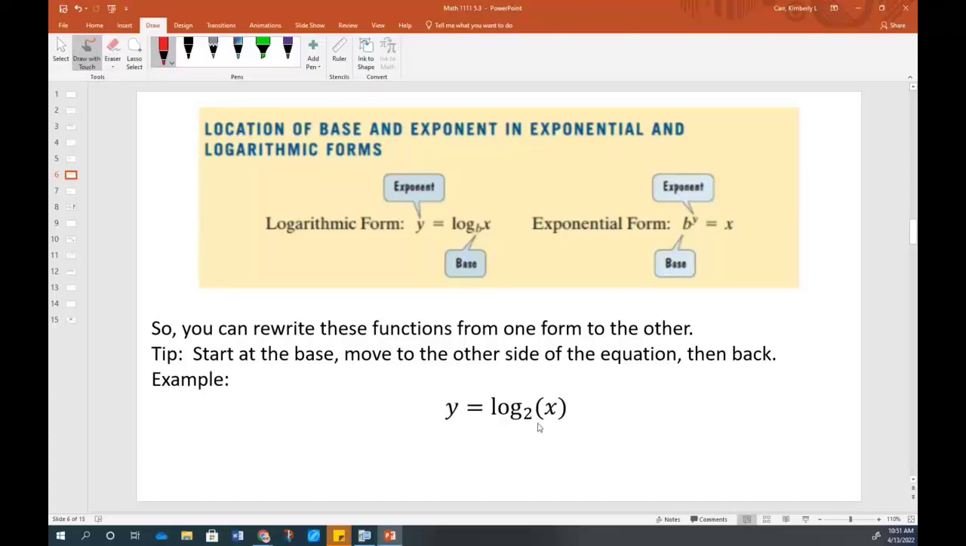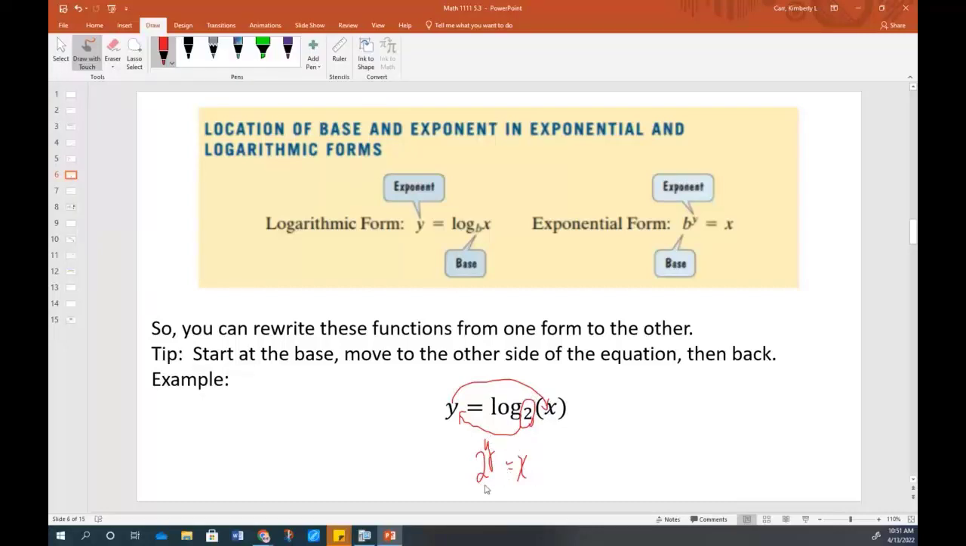Well, first of all, what is the base here? The base is 2. So if I start my eyes here, and then I move to the other side of the equation, and then back, what I'm saying is that to rewrite this, I could write 2 to the y equals x. Sometimes we just need to take a logarithmic form and write it in exponential form.